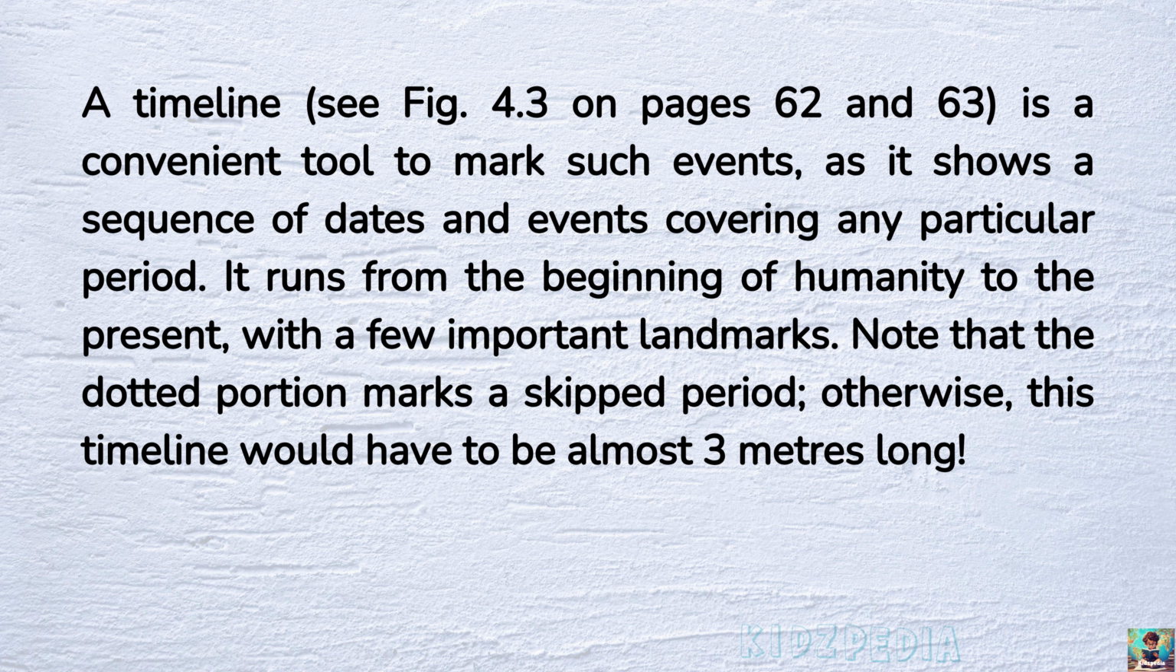A timeline, see figure 4.3 on pages 62 and 63, is a convenient tool to mark such events, as it shows a sequence of dates and events covering any particular period. It runs from the beginning of humanity to the present with a few important landmarks. Note that the dotted portion marks a skip period, otherwise this timeline would have to be almost 3 meters long.